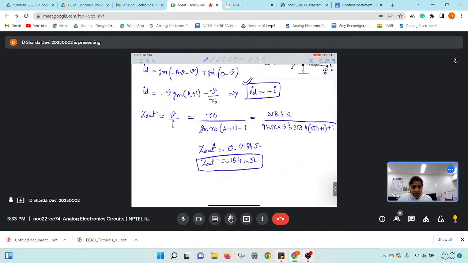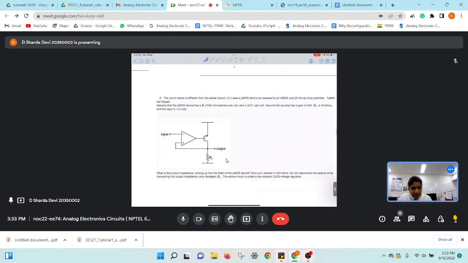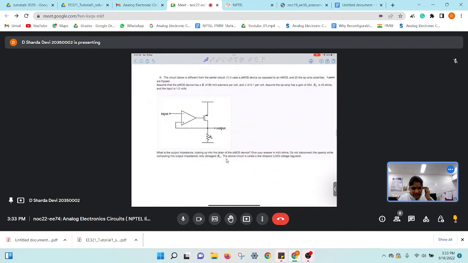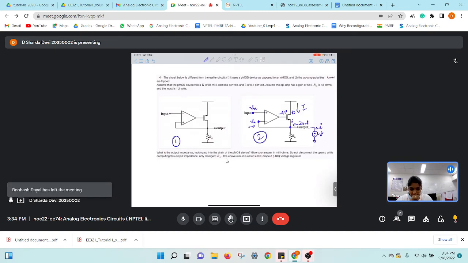Okay, so there is another question. This is the circuit that is given. Can you see the differences between the previous circuit and this particular circuit? What are the differences? I'll stick the image. Okay, so these are the two, right? So 1 and 2. What are the differences in 1 and 2?